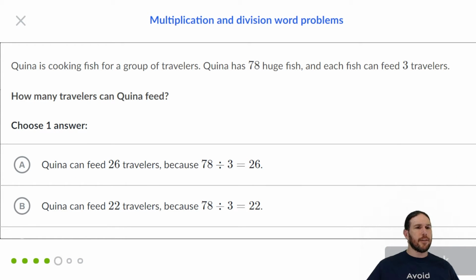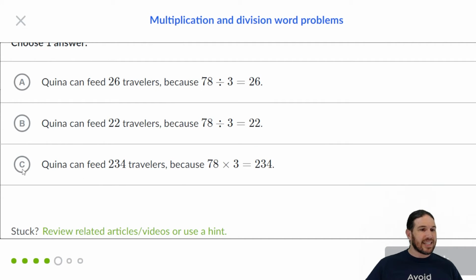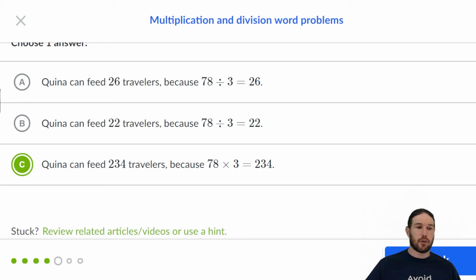Quina is cooking fish for a group of travelers. Quina has 78 fish. Each fish can feed 3 travelers. So how many travelers can Quina feed? So each one fish can feed 3 travelers. That means we are multiplying, not dividing. So 78 times 3 is 234 travelers.